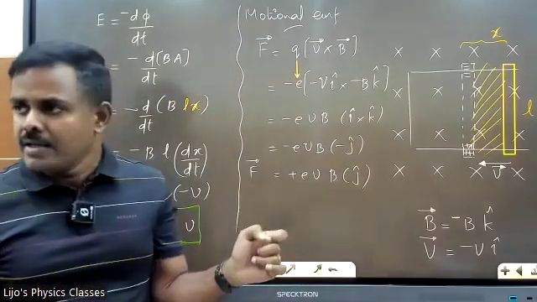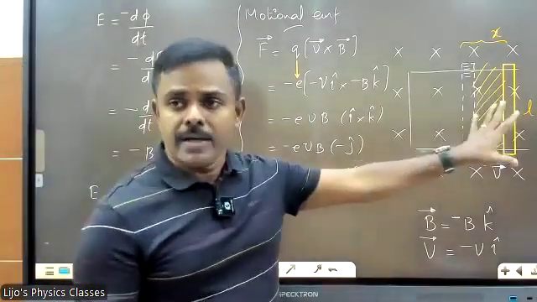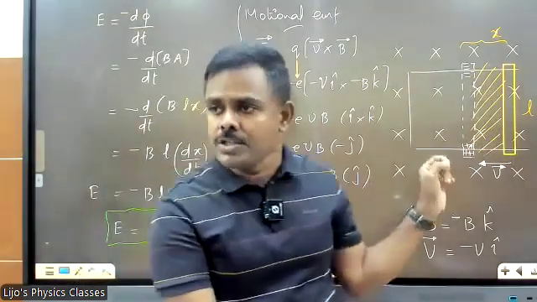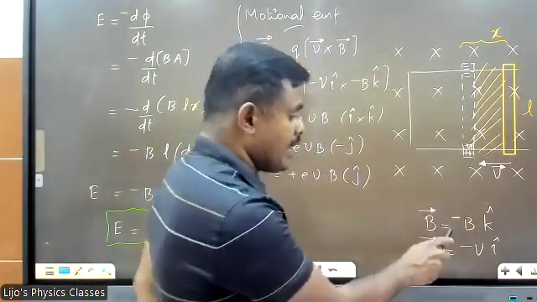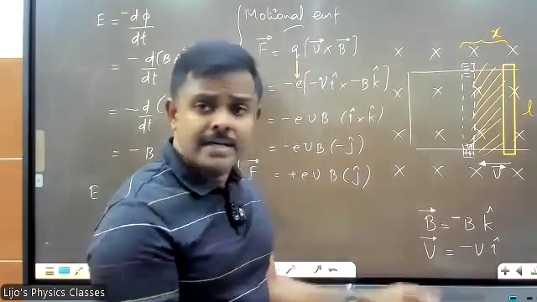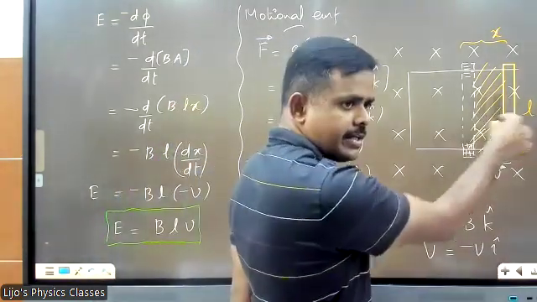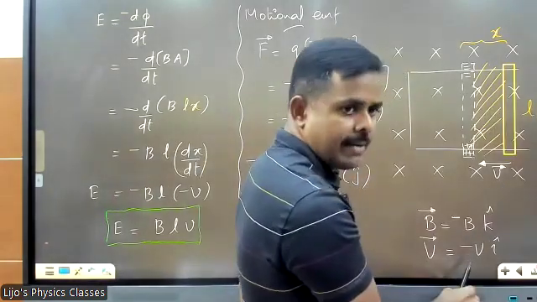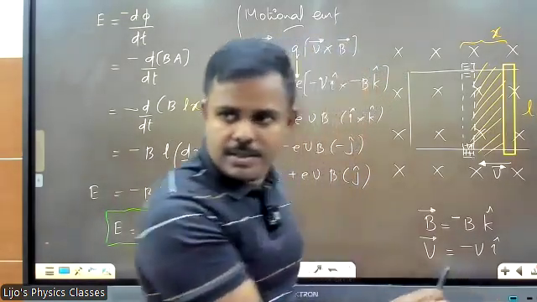Now, how do we derive it? Like I told you, this is how I did it. We have a magnetic field that is into the board. Into the board, I call it minus K cap, minus B K cap. And the conductor is moving to the left. To the left means I put minus I cap to it. Minus V I cap.